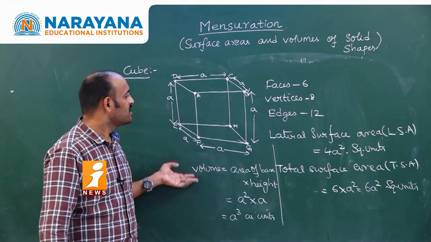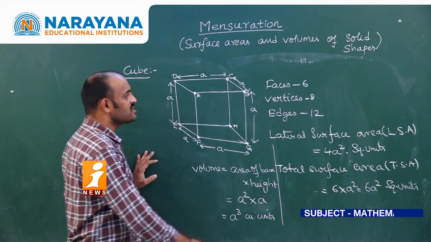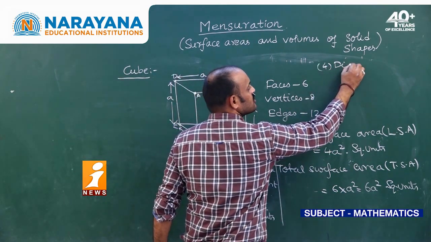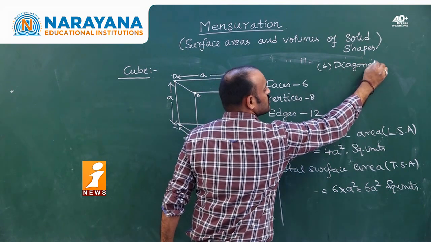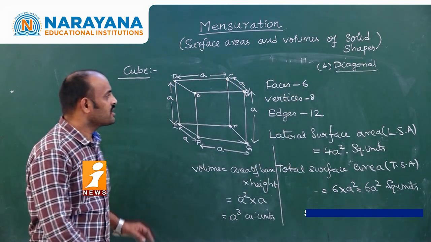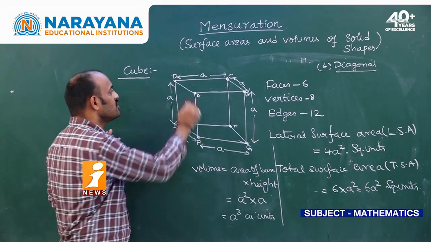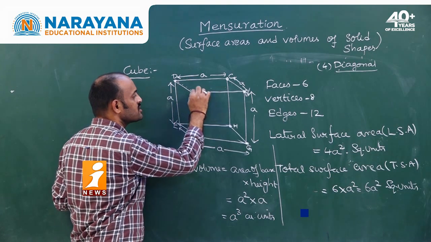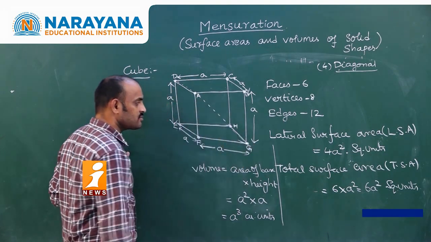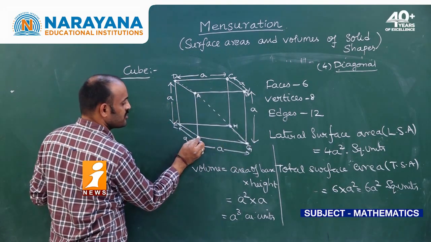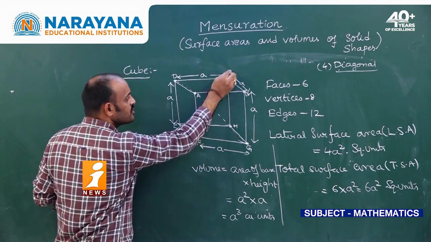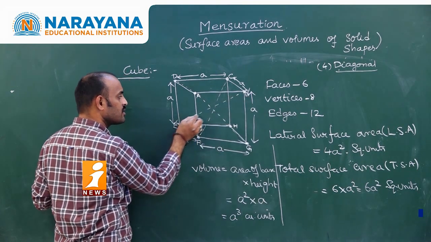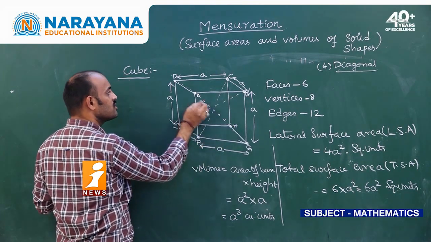Now we are going to see the diagonal of a cube. So what is a diagonal of a cube? The fourth one is the diagonal. Diagonal means the line segment joining one vertex to its opposite vertex. So from this to here, or from F to C, or from B to E, or from H to D.